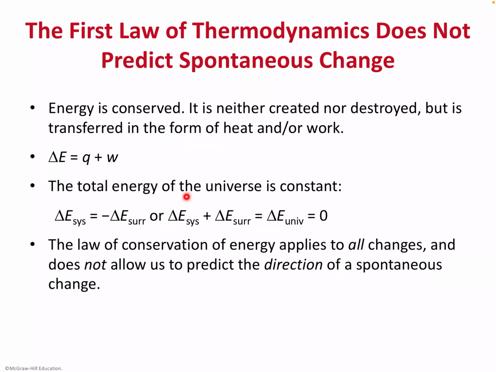The total energy of the universe is constant. So delta E system equals delta E surroundings, but with the opposite sign. Or we can say delta E system plus delta E surroundings equals the delta E of the universe, which equals 0. Okay. The law of conservation of energy applies to all changes and does not allow us to predict the direction of a spontaneous change.